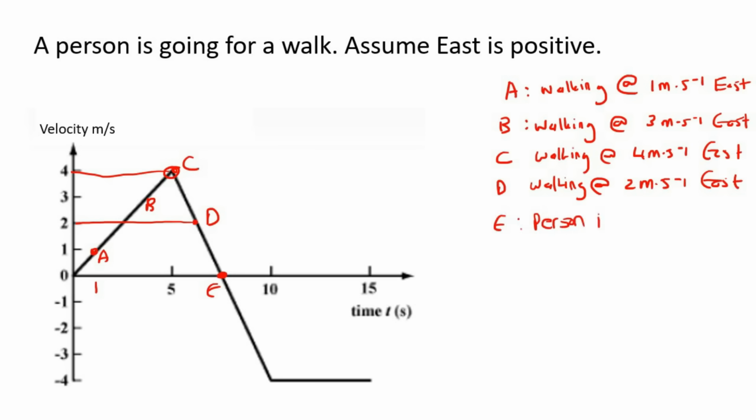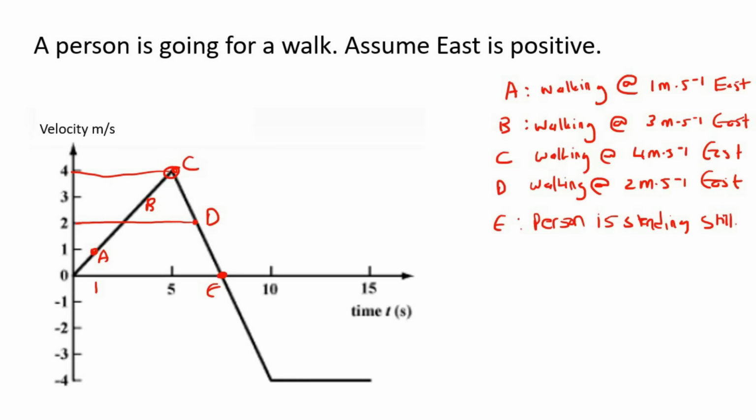Let's say they're standing still. Person is standing still, okay? But they have not turned around. They didn't turn around for any of this. They walked in one direction. They were always going east, and now they've just stopped, and they're just chilling for a bit.